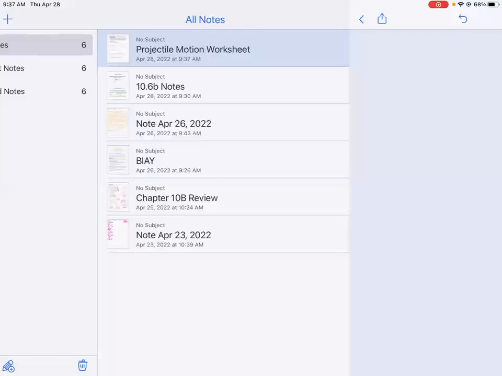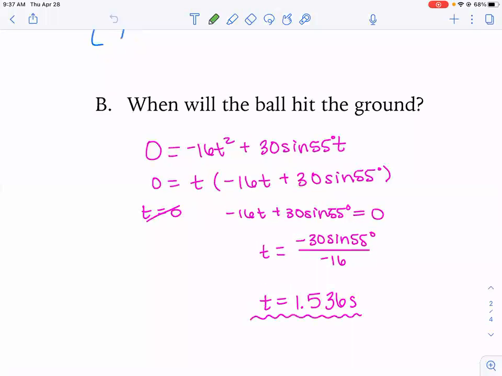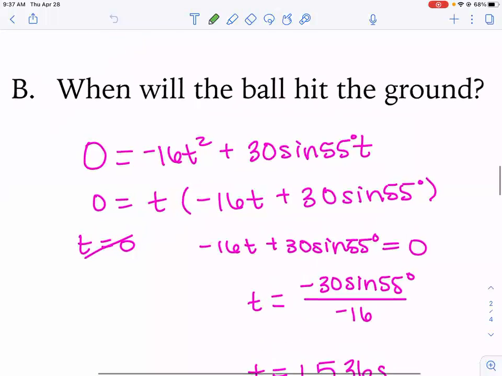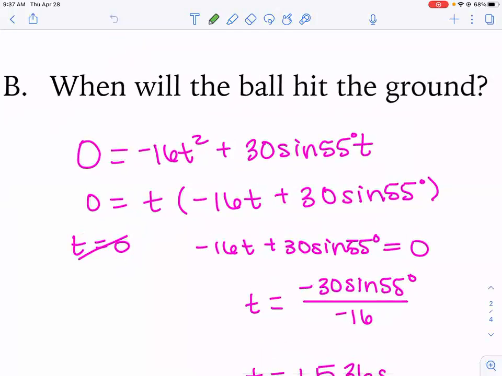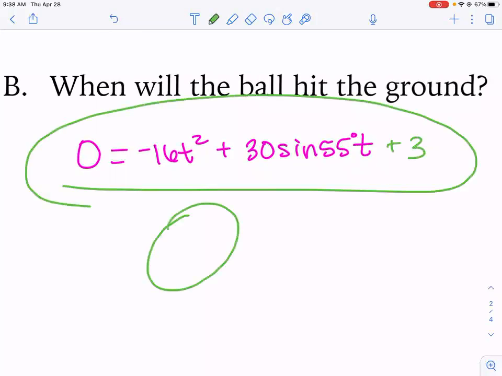Do you remember here when we set our y equation equal to 0? Well, it was nice because we didn't have an initial height. Well, what happens if I had an initial height? Can we factor that? No. So when you have something like this to solve, which you will on your worksheet, you will need to use the quadratic formula.